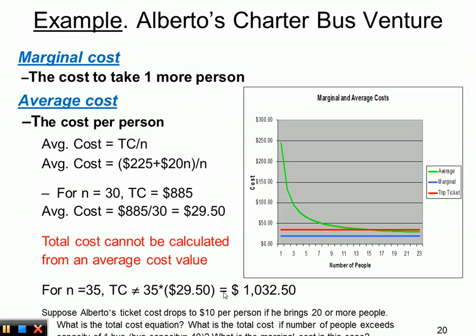So suppose Alberto's ticket cost drops to $10 per person if he brings 20 or more people. What is the total cost equation? What is the total cost if the number of people exceeds the capacity of the bus? And bus capacity is 40 people. What is the marginal cost in this case? Of course, if we exceed one bus, then we cannot take more people without getting another bus. So that way we actually increase our fixed costs, if we do take those people as well.